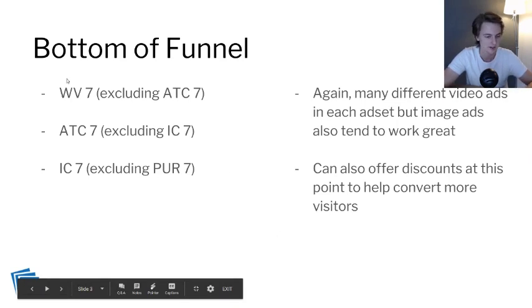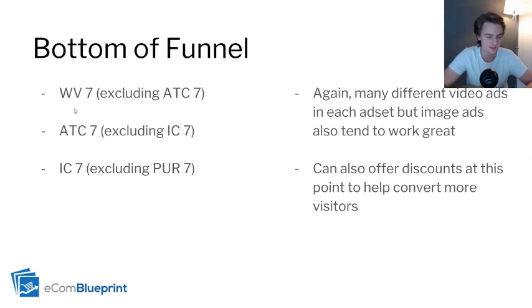So once again, I like targeting in the last 7 days for all of these. And so I'll do website visitors in the last 7 days, add to cart in the last 7 days, and then initiate checkout in the last 7 days. Now, to avoid overlap, once again, you need to exclude the level down, right? Because anyone who's added to cart in the last 7 days has also visited the website in the last 7 days, and vice versa, right? Anyone who's initiated checkout in the last 7 days has also added to cart because they need to add to cart before initiating checkout. And so to avoid all this overlap between your audiences, you need to exclude.